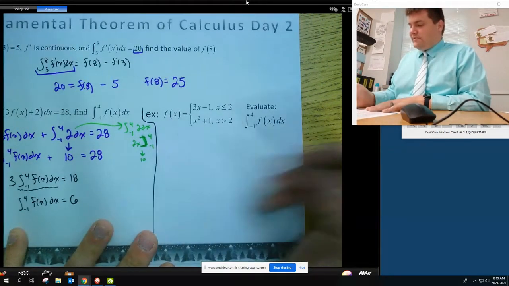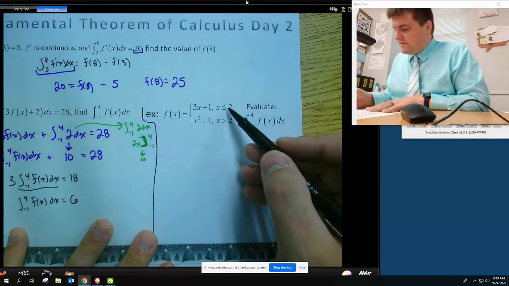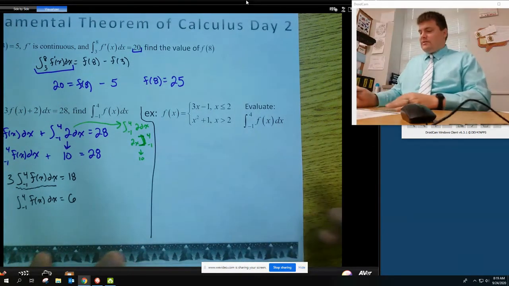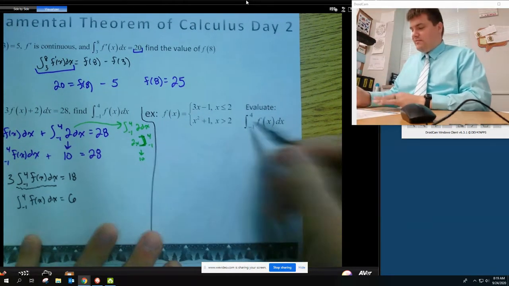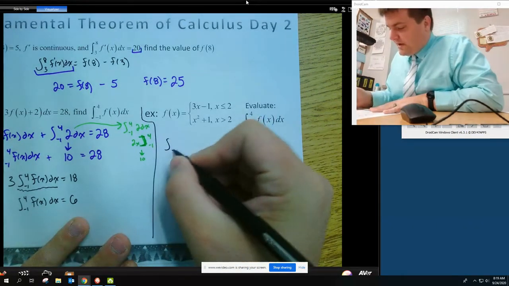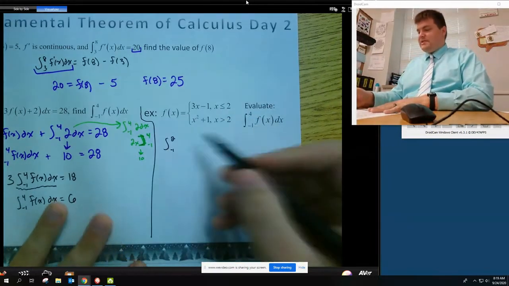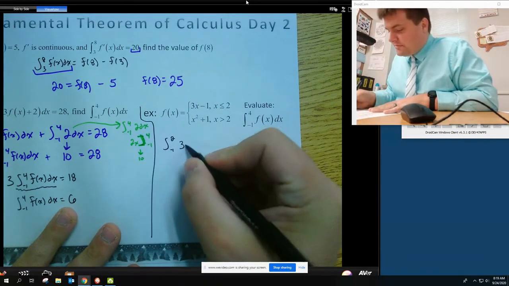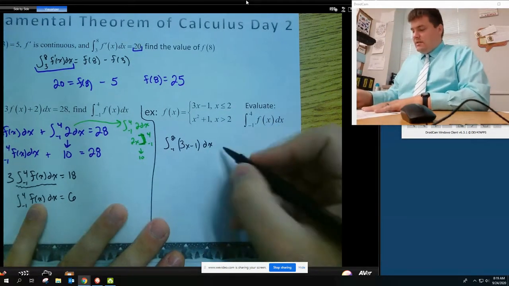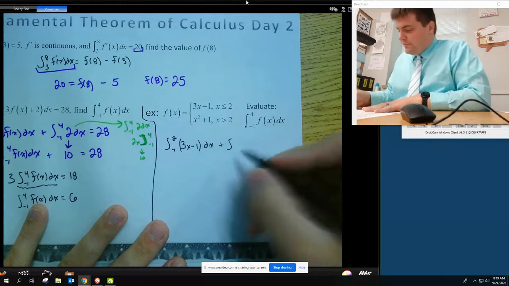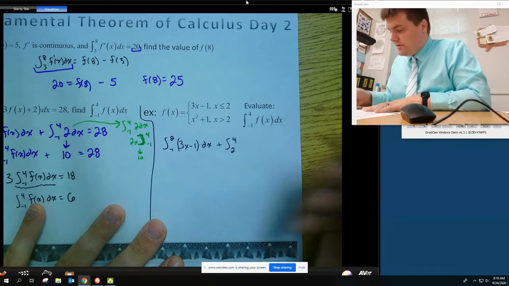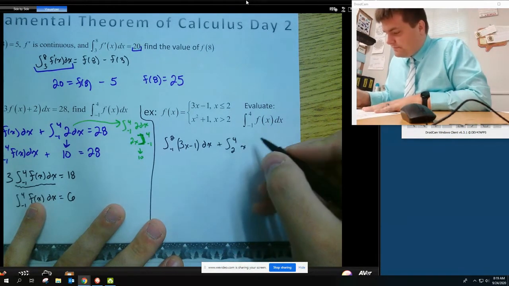So we have a piecewise function here. When it's less than 2, we have this 3x minus 1, and when it's greater than 2, we have this x squared plus 1. So we're going to evaluate from -1 to 4. What we can do is break this up from -1 to 2. This is the left side, so we're going to integrate 3x minus 1 dx. And then add that to, what do I have left to integrate? Well, from 2 to 4, that's going to be right here, this x squared plus 1.